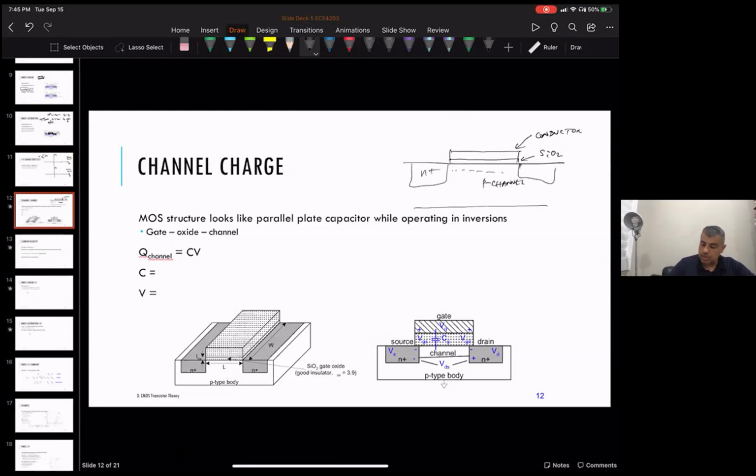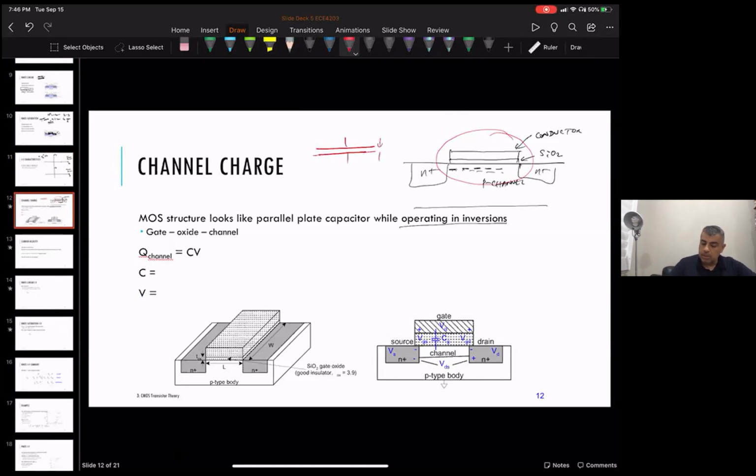And then we have the source and the drain. Okay, so remember, in the case we're looking at in linear mode, we're in inversion, meaning that we have negative charges right up against the silicon dioxide. That means that this gate looks like a parallel plate capacitor.